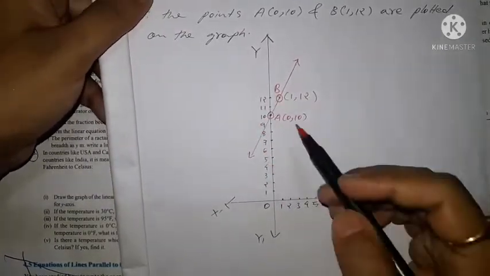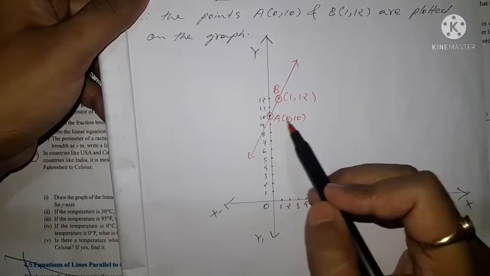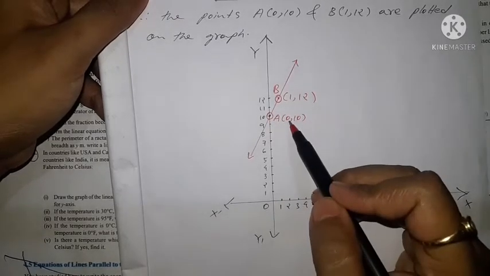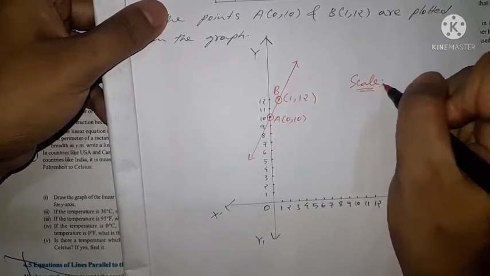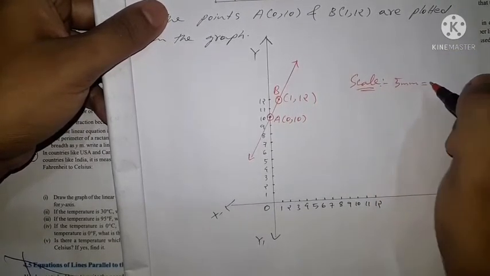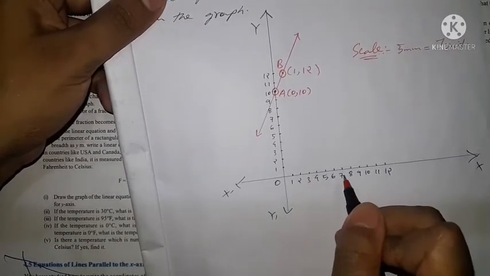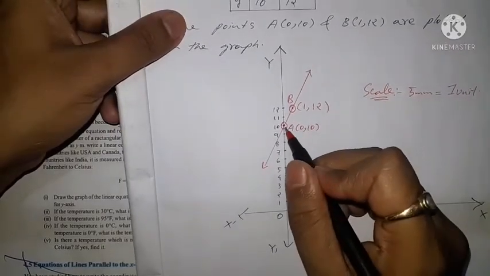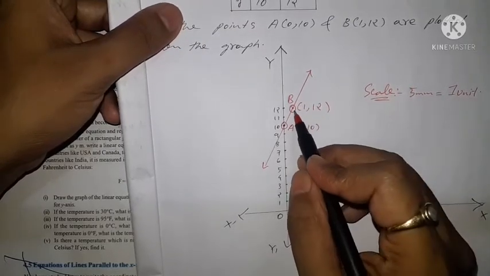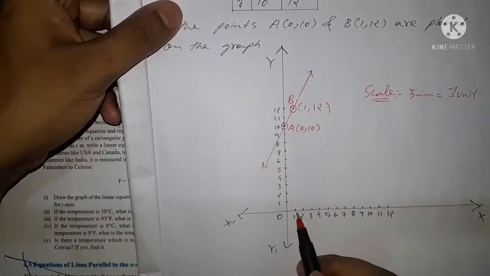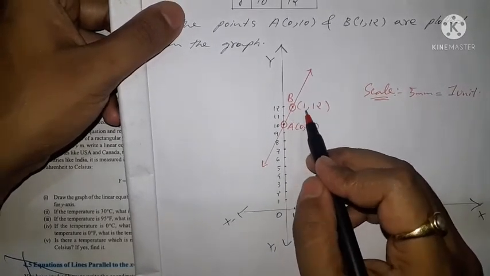So this is the graph and this is the point A, where there is no movement in the x-axis and in the y-axis there is a movement of 10 units. So this is 10 units, that is (0, 10). So here also the scale factor is 5 millimeter we have taken as 1 unit. So this all are 5 millimeters, so 5 millimeter as 1 unit. So therefore this A represents (0, 10). Again B, which is represented by, in the x-axis there is a movement of 1 unit, and in the y-axis there is a movement of 12 units. So therefore B represents (1, 12).